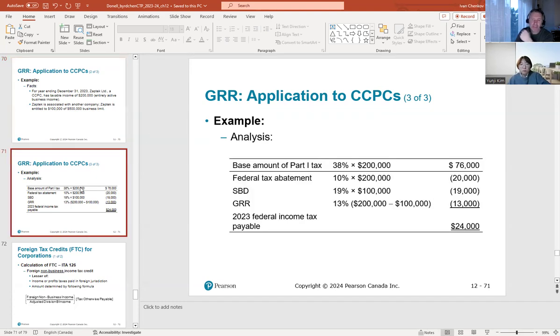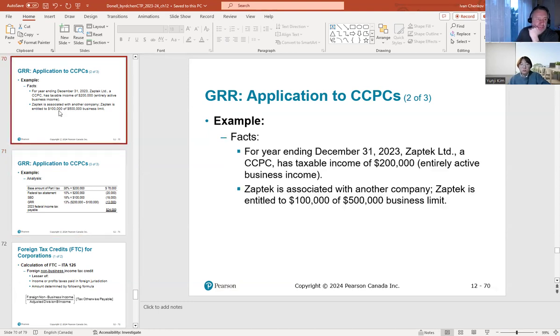Why are they deducting $100,000 here? I don't know, that's my question too. Why does the small business deduction not apply? Because they're not exceeding $500,000 altogether. Maybe we're not reading the question. Entitled to $100,000 of the $500,000 business limit. Okay, so we're not reading the question correctly. It's associated with another company, but our company can deduct only $100,000 out of $500,000.